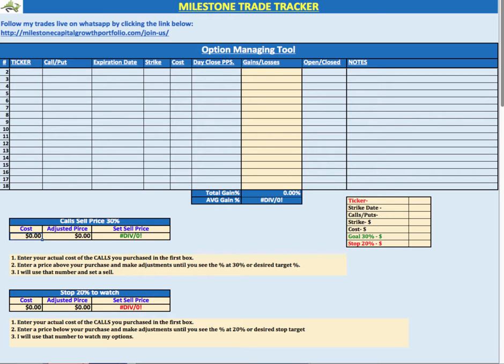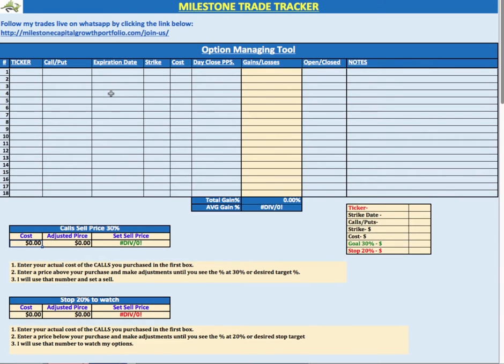So with this here, I just want to explain this real quick. So this is our trade tracker, and this trade tracker is set up for options. If you need one for stocks, we can do that also, or you can just basically change this around the way you want it. So in here, all you're going to do is put your ticker.